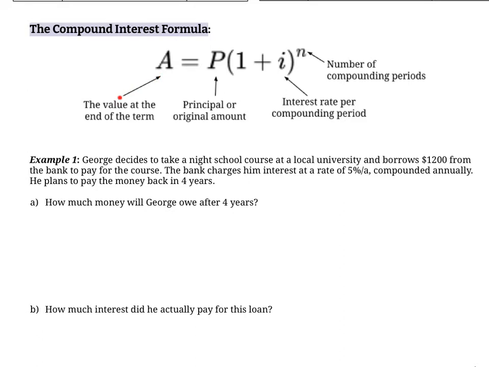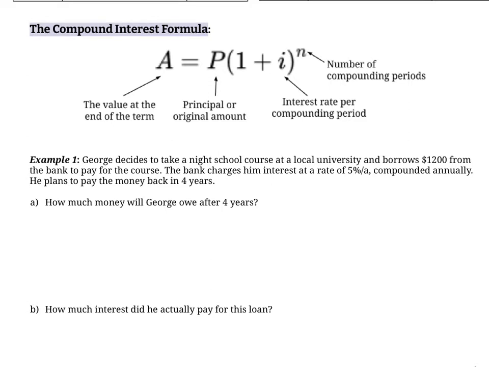The A stands for the value of whatever sum of money we're talking about at the end of the time period. The principal is the original amount of money, either the original amount that was invested or the original amount that was borrowed, and A is the final amount, so the final amount that we owe or the final amount that we've earned. Our I stands for the interest rate. It's per compounding period. We're going to talk about what that means in a little bit.